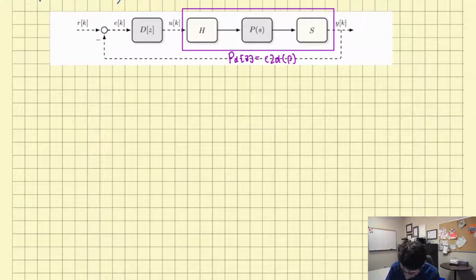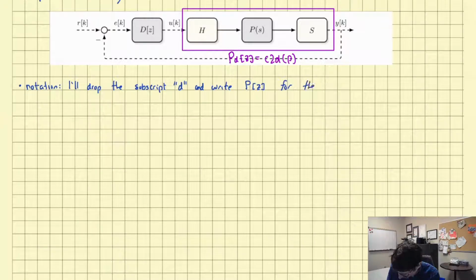Okay, so in terms of notation, I'm going to drop the subscript D. And I'm going to write P of Z for the plant, right? Because again, we're going to treat this as a discrete time system. So for us, at this point, it doesn't actually matter if the discrete time plant arises from discretizing a continuous time system or whether it is naturally modeled as a discrete time system. When it comes to intersample behavior, it's best addressed through simulation, right? So simulate your sampled data system and see how it's behaving between samples.